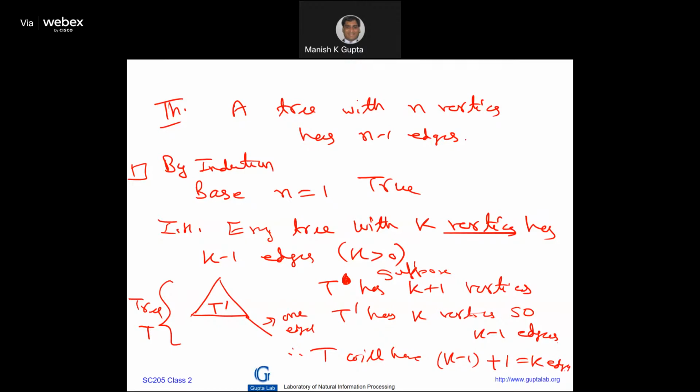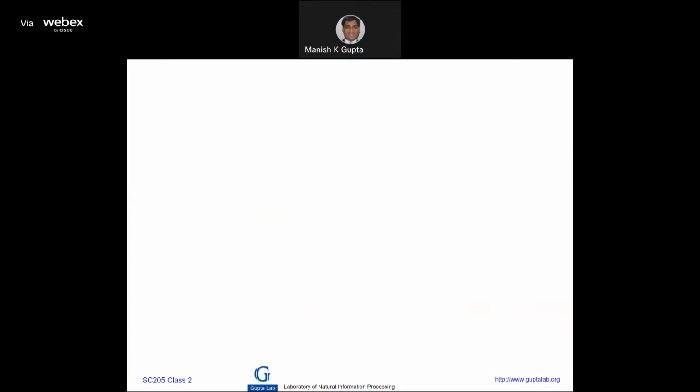So we have assumed that suppose there is a tree capital T which has k plus 1 vertices. So we can separate out T prime which has k vertices. Those k vertices will have k minus 1 edges. This one edge is extra, so total edges will be k edges, right? So this is easy to prove. I think what else is left?